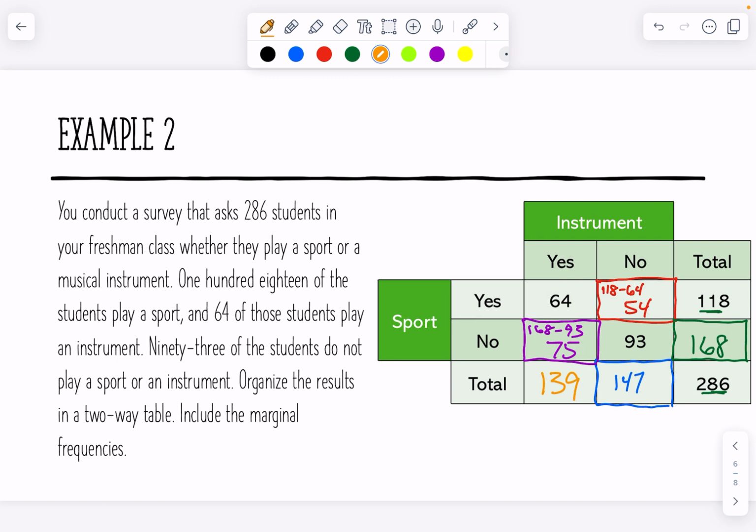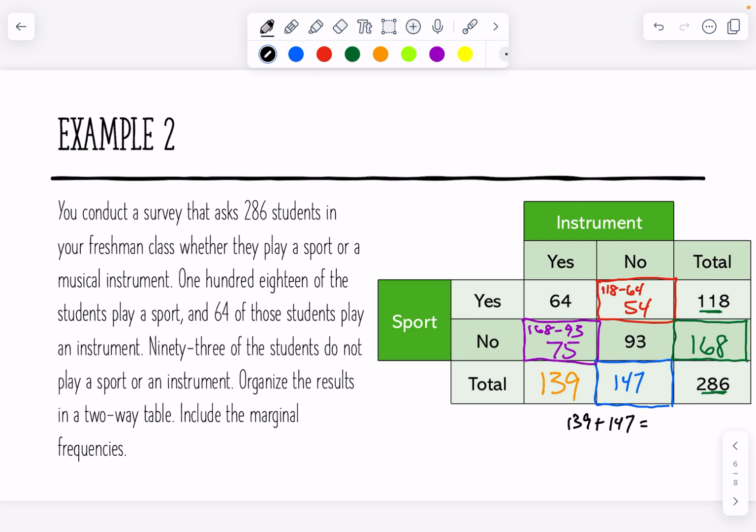Now, the only thing I would encourage you to do is make sure the totals all work out. So if I take 139 plus 147, I need to make sure I also get 286. So 139 plus 147 does give me 286.